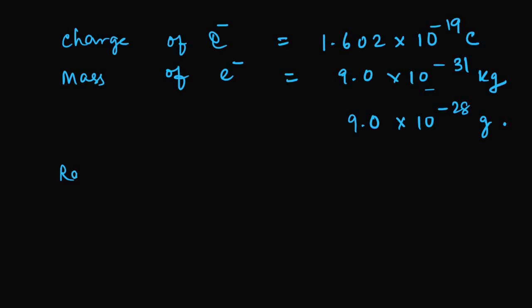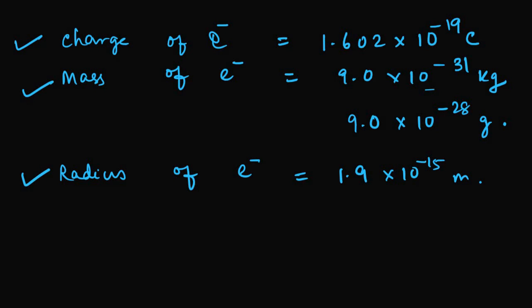Then the radius of an electron, that would be 1.9 into 10 to the power minus 15 meter. So these three things we need to remember.